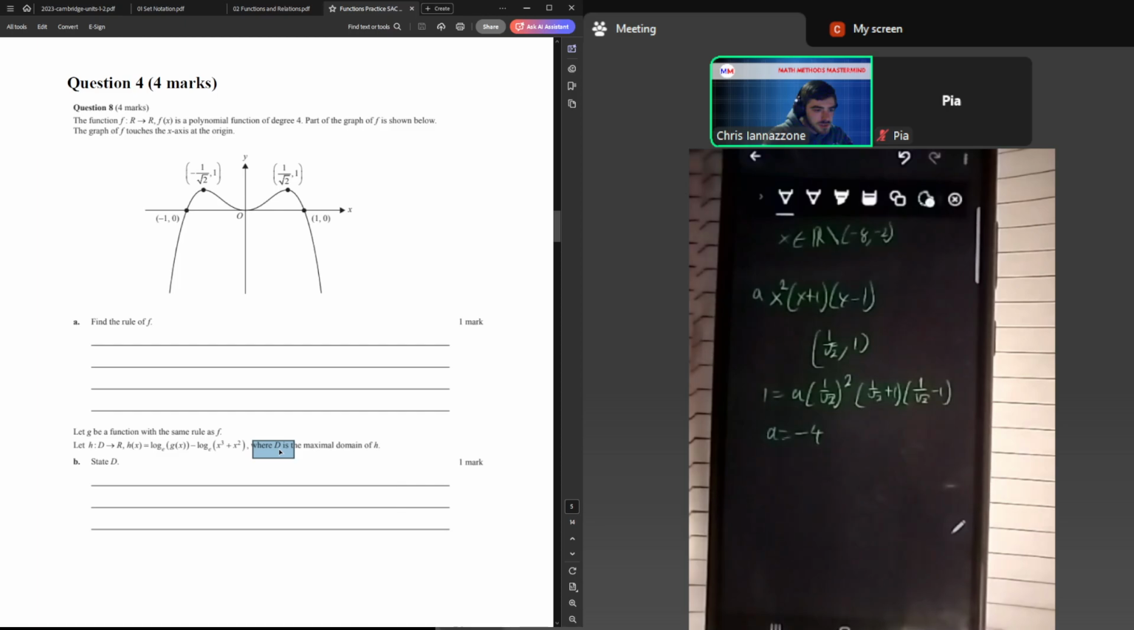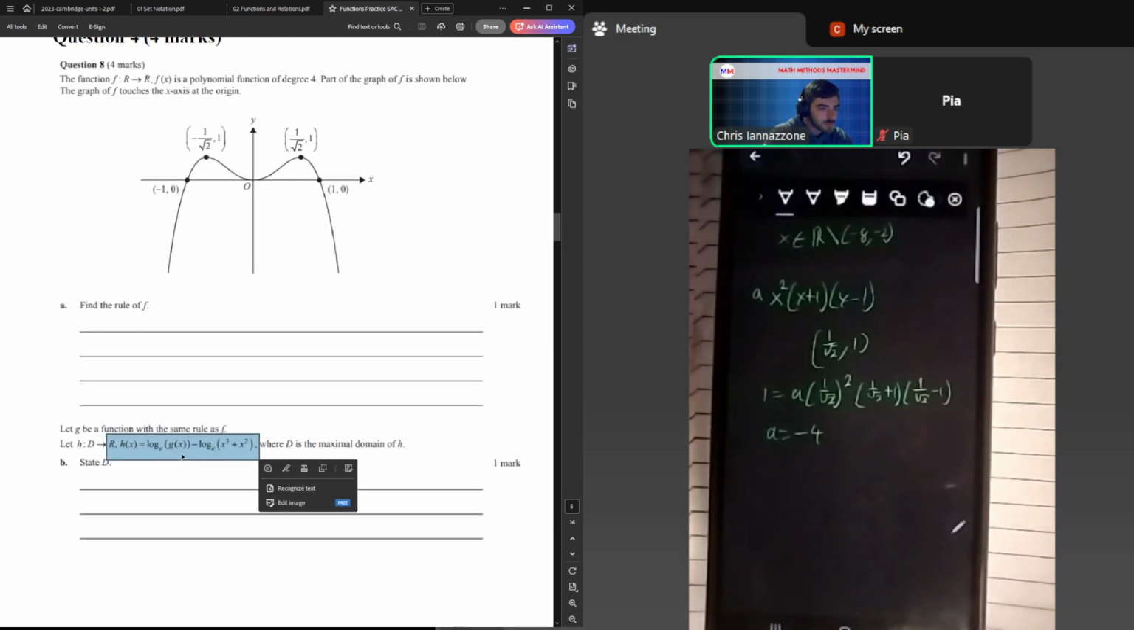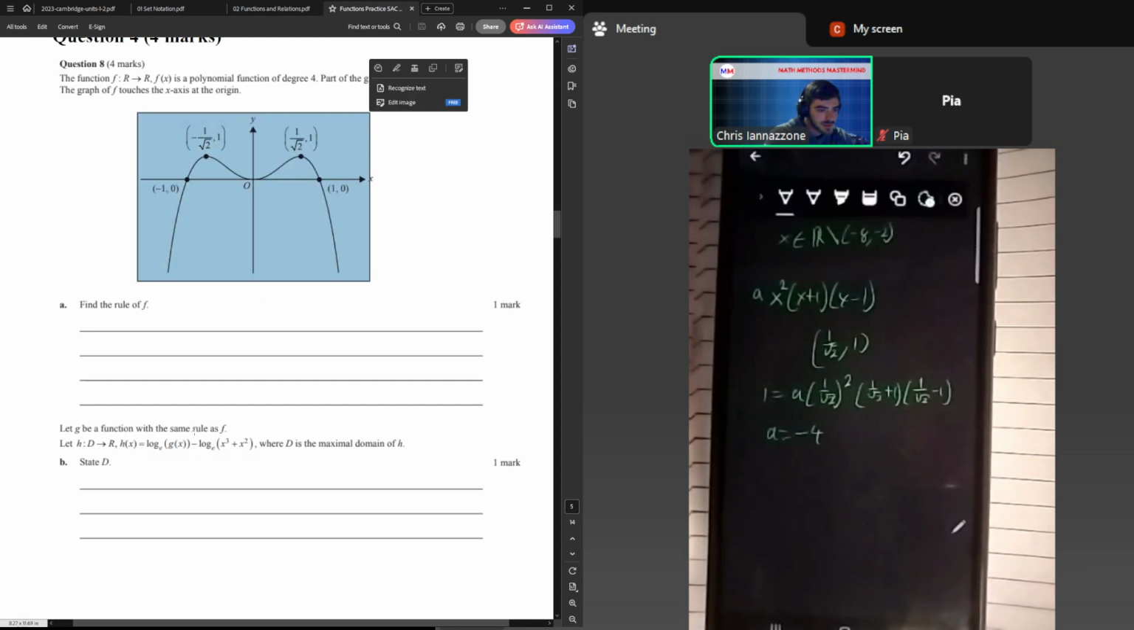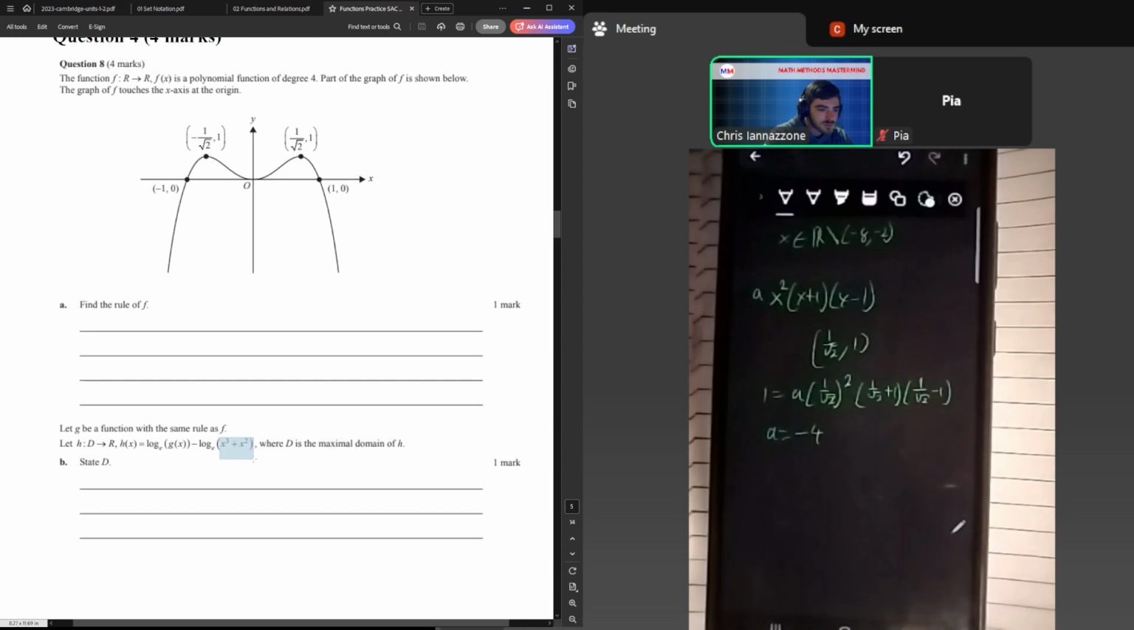Our goal is to figure out the maximal domain of both sections. So you've got this natural log of this whole thing, and you've got this natural log of, well, all of these. So to find the maximal domain of this, what things would you maybe consider?